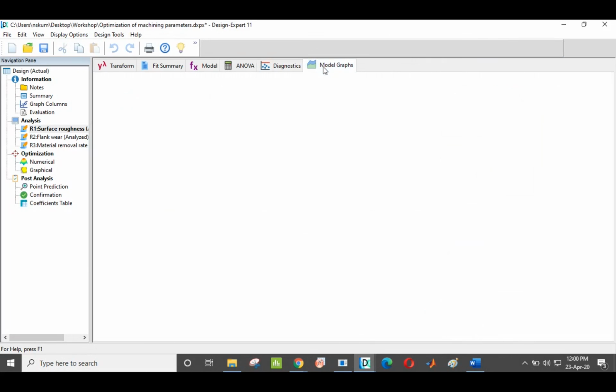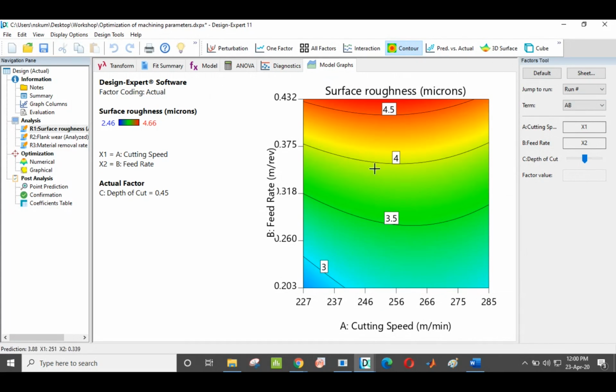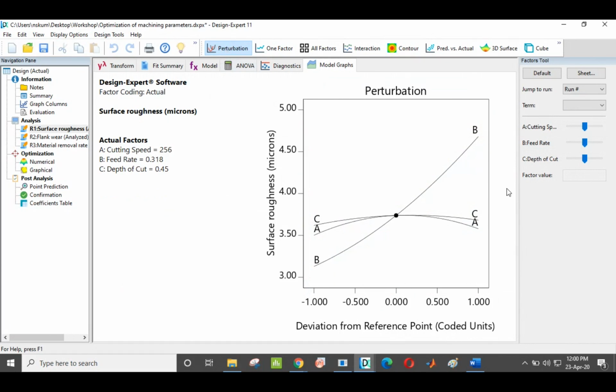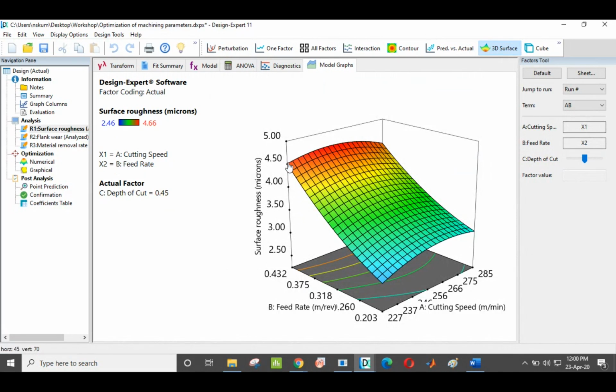Now I will go with the model graphs. So this is the contour plot, perturbation plots and 3D surface. Previously we have seen only linear graphs, not parabolic surfaces, of C. But here we can see a parabolic curve. With the change in cutting speed, the surface roughness changes in a parabolic manner. Now I am going to change it to depth of cut.